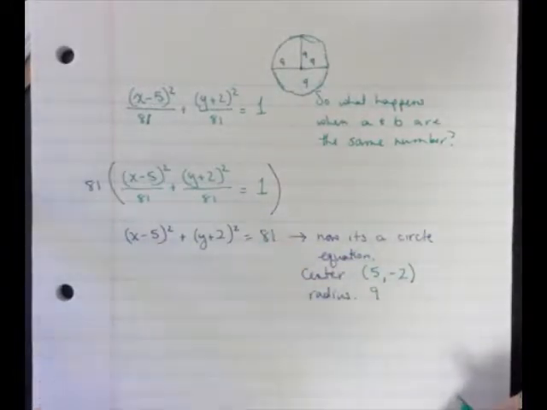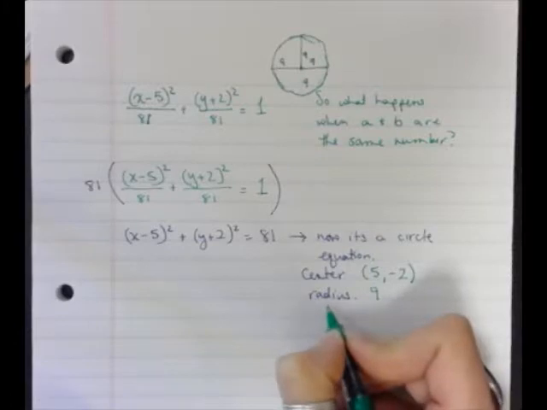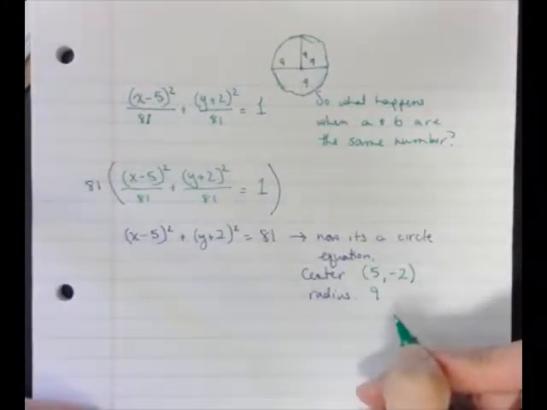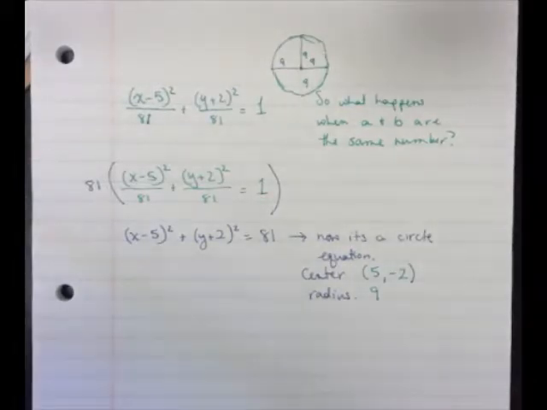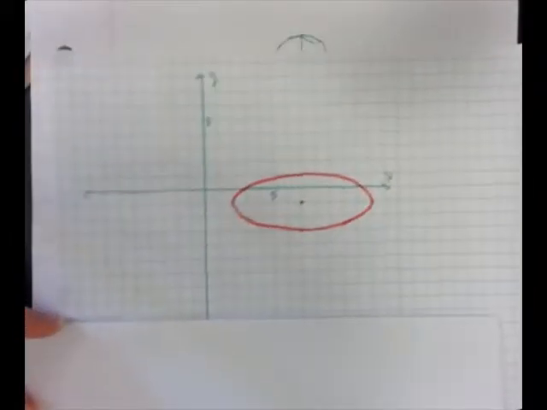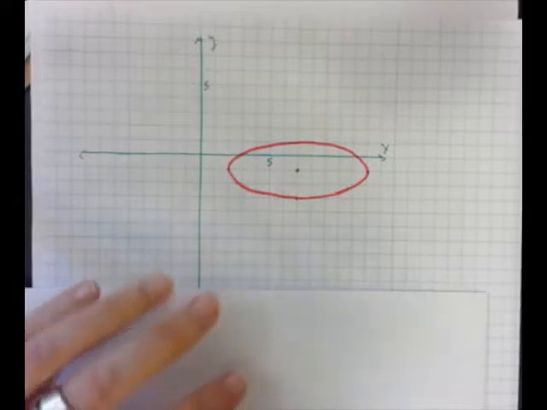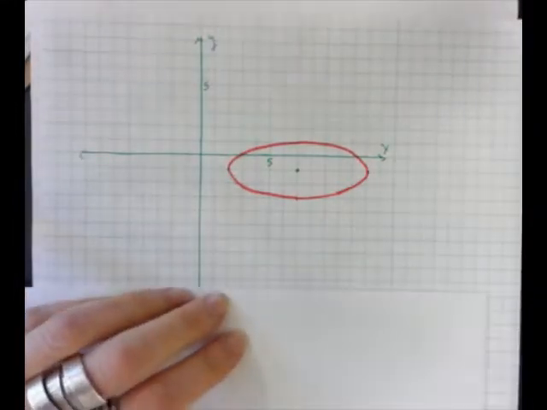So if I wanted to graph that, I could graph that, but it's a circle. So that's what happens when the A and the B are the same. One last quick thing. I want to talk to you about recognizing a graph and then saying, well, what is the equation of this graph? So how do you do that with a circle?